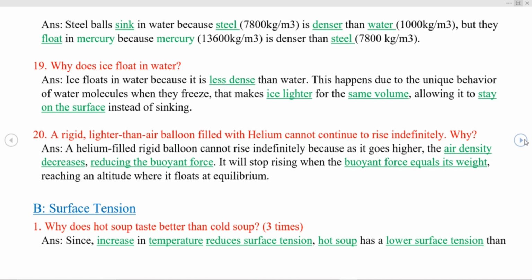Next question: a rigid, lighter than air balloon filled with helium cannot continue to rise indefinitely. Why? A helium-filled rigid balloon cannot rise indefinitely because as it goes higher, the air density decreases, thereby reducing the buoyant force. It will stop rising when the buoyant force equals its weight, reaching an altitude where it floats at equilibrium. This much for today.